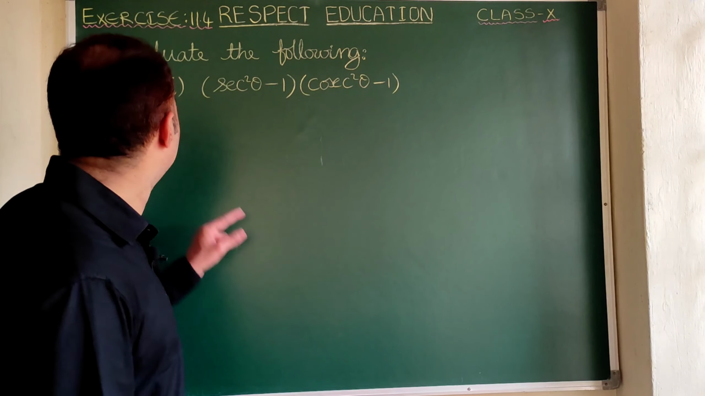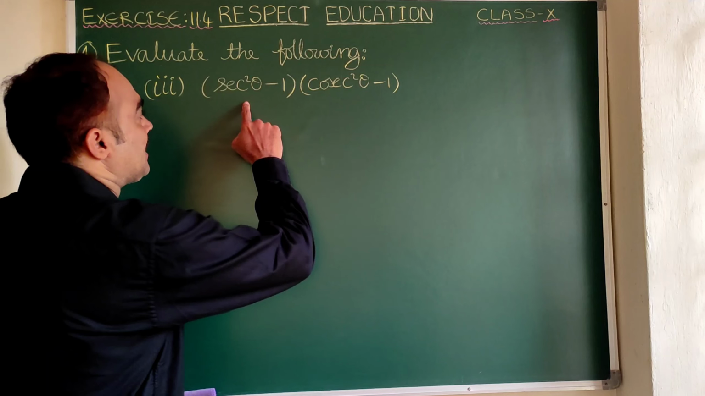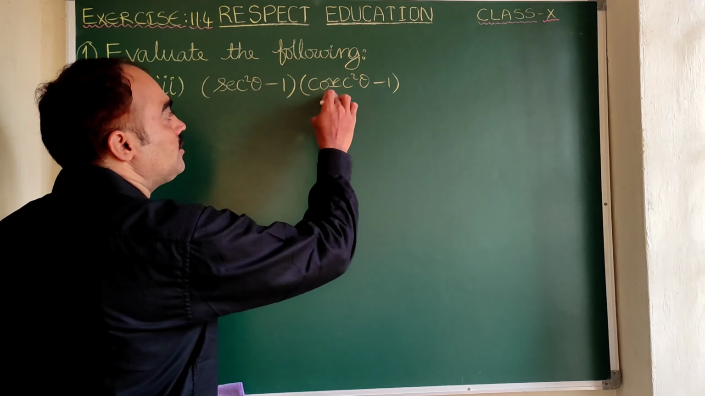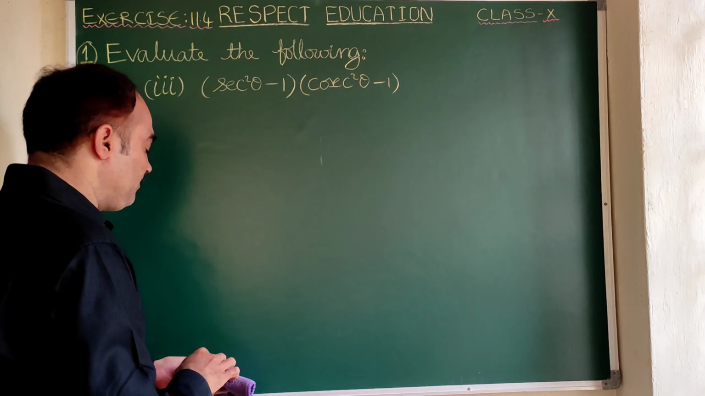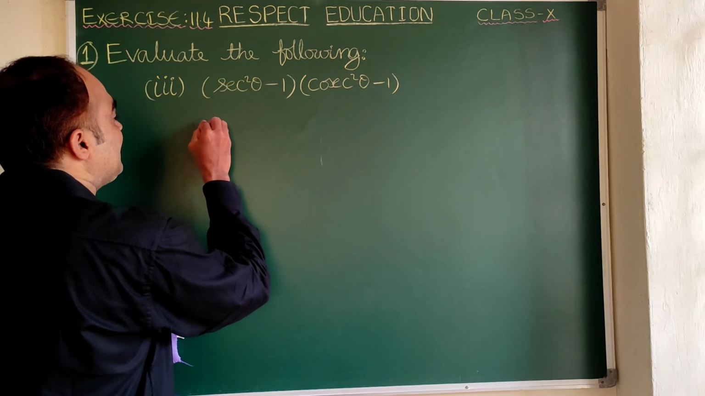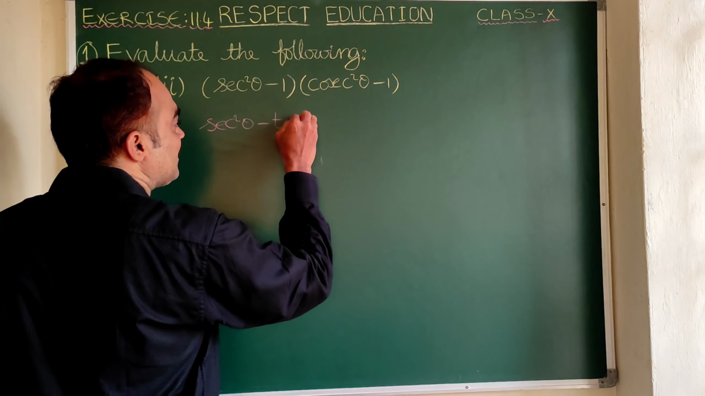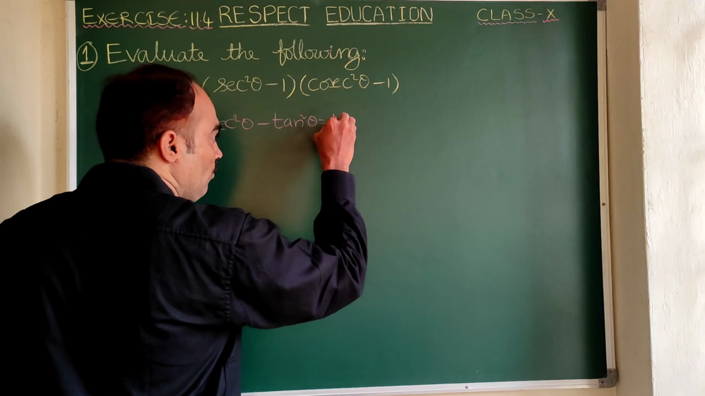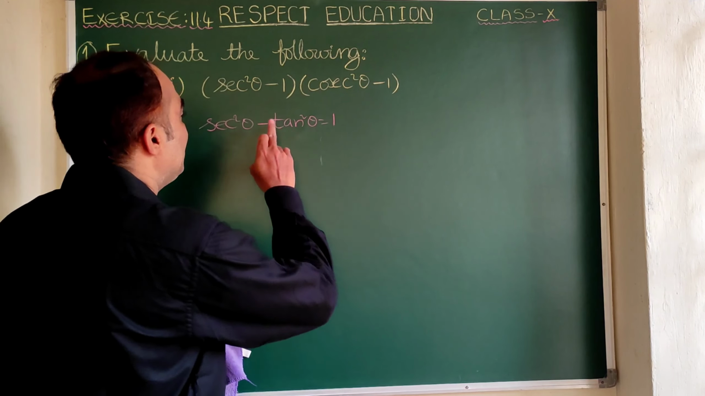Now we see first problem, third bit, that is secant square theta minus 1 into cosecant square theta minus 1. So here let us write the suitable formulas. Using identities we know that secant square theta minus tan square theta is equal to 1. Is it clear? Here observe carefully.